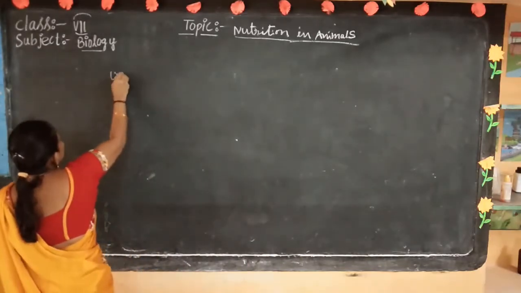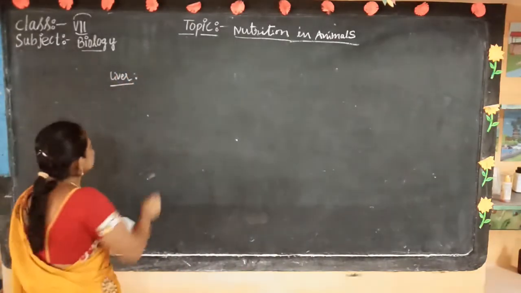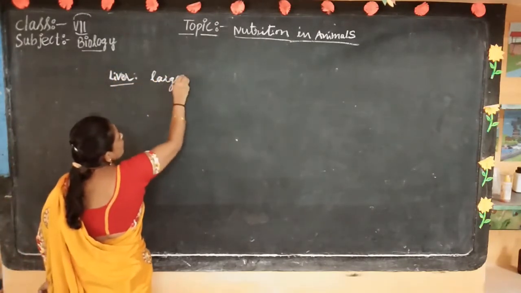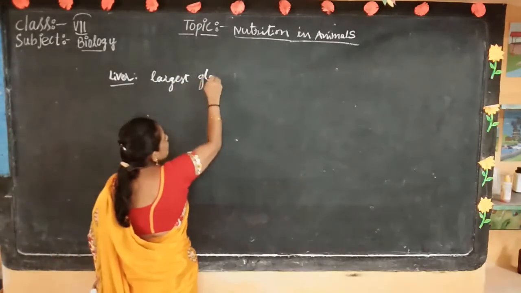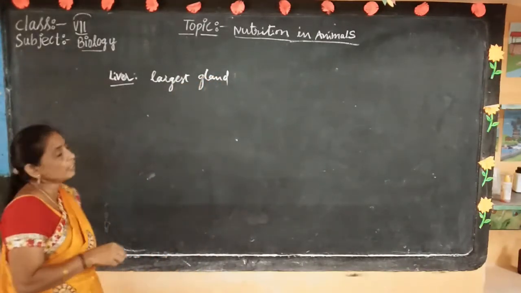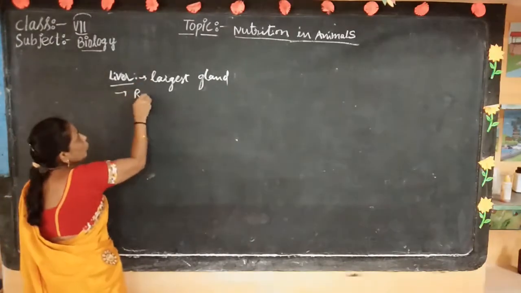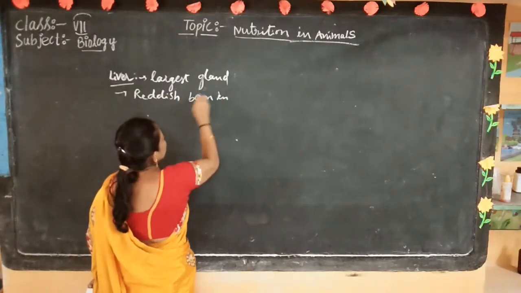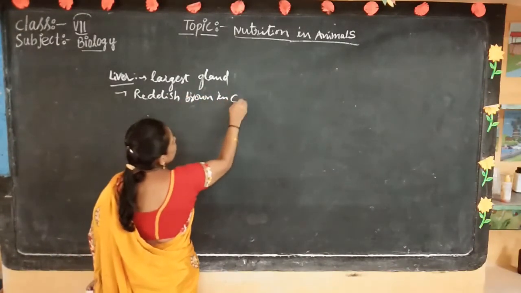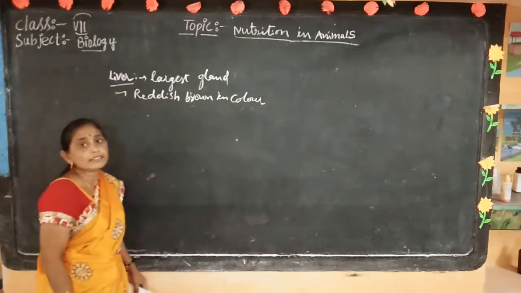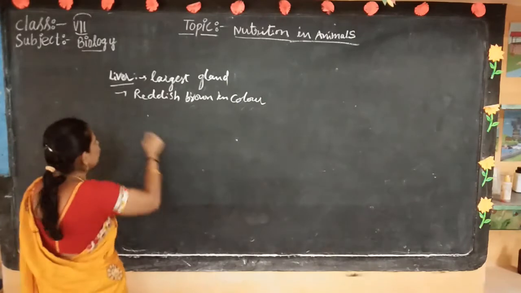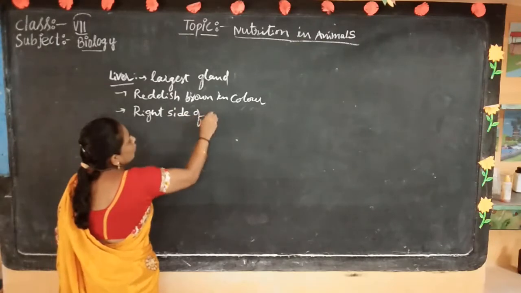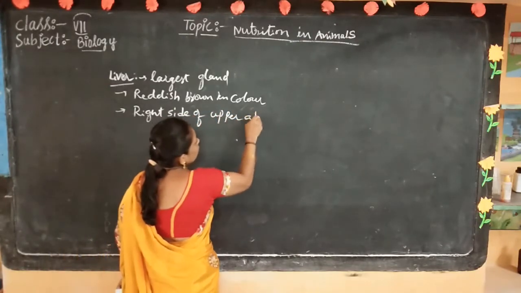Liver is the largest gland in our body, and it is reddish brown in color. It is present in the right side of the upper abdomen.